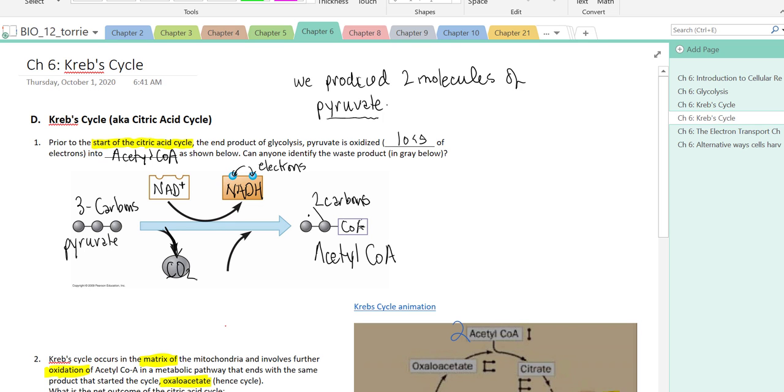But what we have to keep in mind is that we're going to start with two pyruvates. So that means we multiply this all times 2. So we have 2 NADH produced with our electrons. We have 2 molecules of CO2 produced. And again, we get 2 acetyl-CoA.